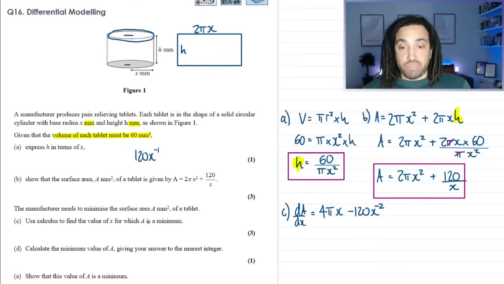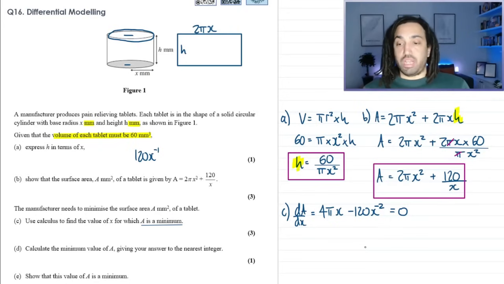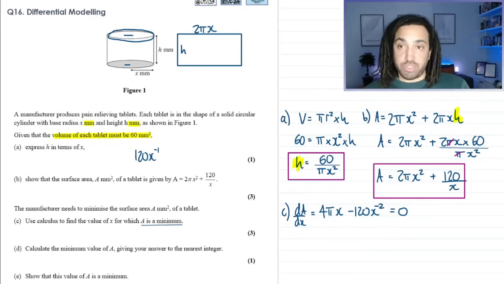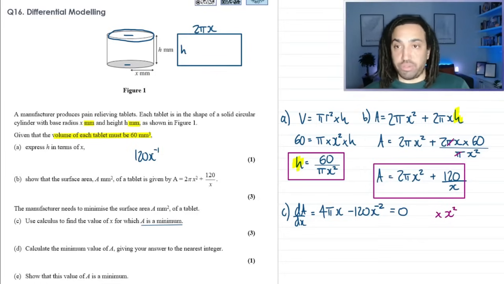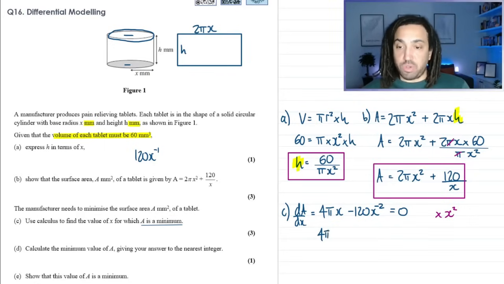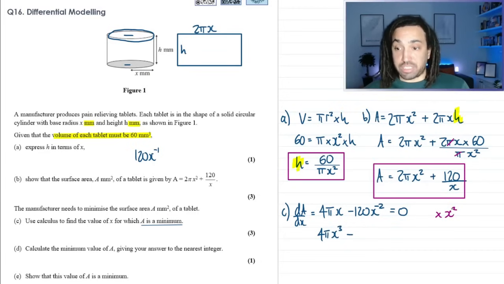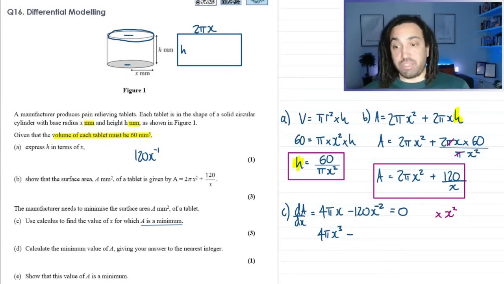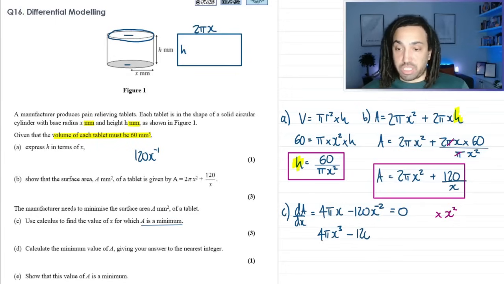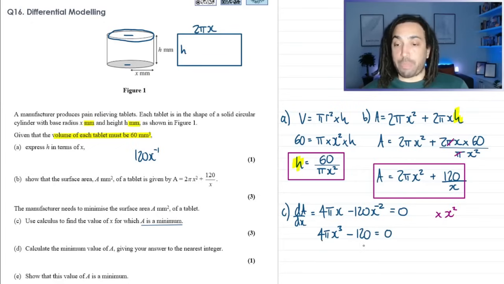Now we want the derivative to be equal to 0 because that's where we find maximums or minimums. So we're going to set this equal to 0. And then the first thing we're going to do is multiply through by x squared because that's going to cancel the x to the minus 2. So this gives us 4 pi x cubed. And then the x to the minus 2 times the x squared will cancel out to make x to the 0, which is just 1. So it's just 120 times 1, which is 120.